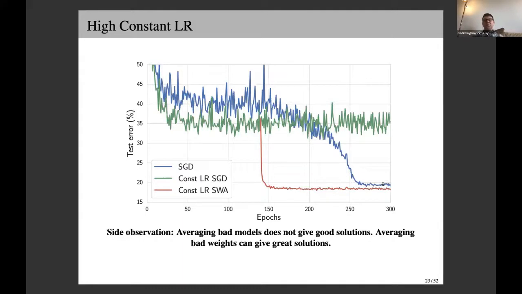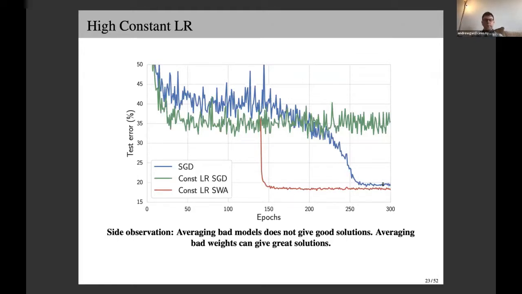And so one of the conceptual takeaways in this experiment is that averaging bad models or bad functions will typically lead us to a bad solution, but averaging bad parameters will not. Parameters that are associated with, say, high loss will not necessarily lead us to a bad solution if those parameters are symmetrically oriented around good solutions. And so this is a way, in some instances, to actually dramatically speed up your training procedure as well.